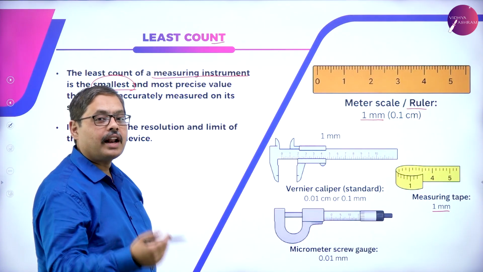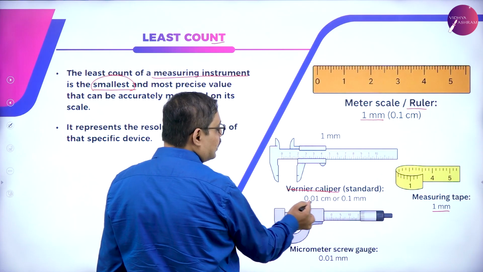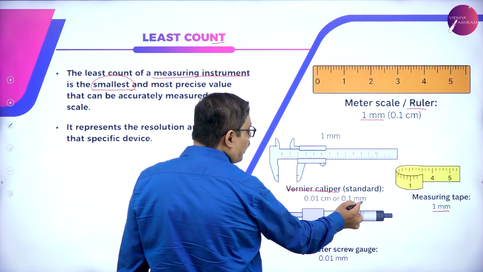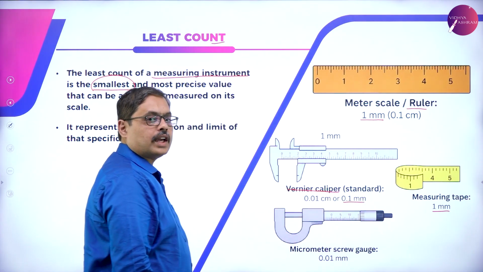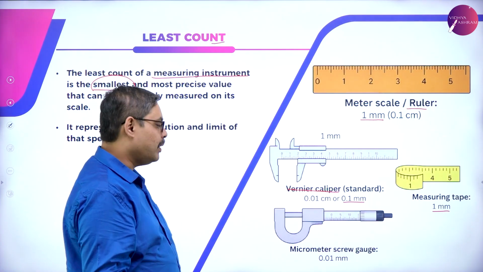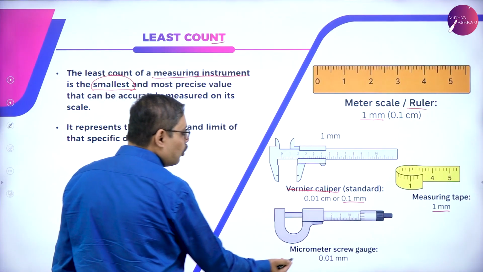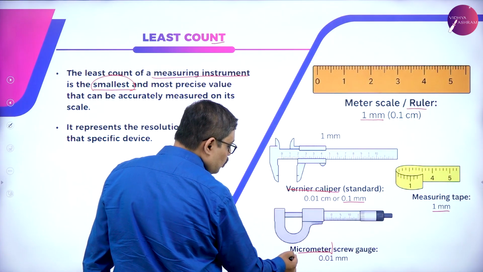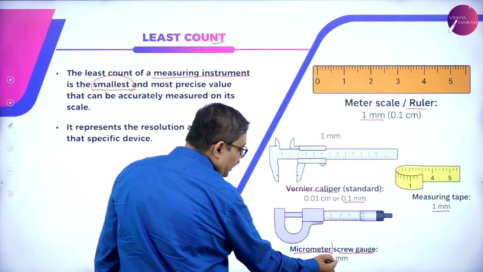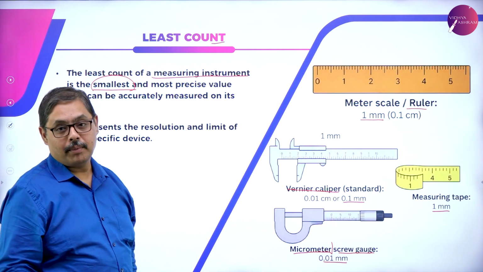If I want better accuracy, what will I do? I will go to a vernier caliper. The least count here is 0.1 mm. Okay, so the least count is improved. I can get a value of 0.1 mm here. I want further accuracy. What do I do? I go to a micrometer or a screw gauge. This can ideally give me a least count up to 0.01 mm.